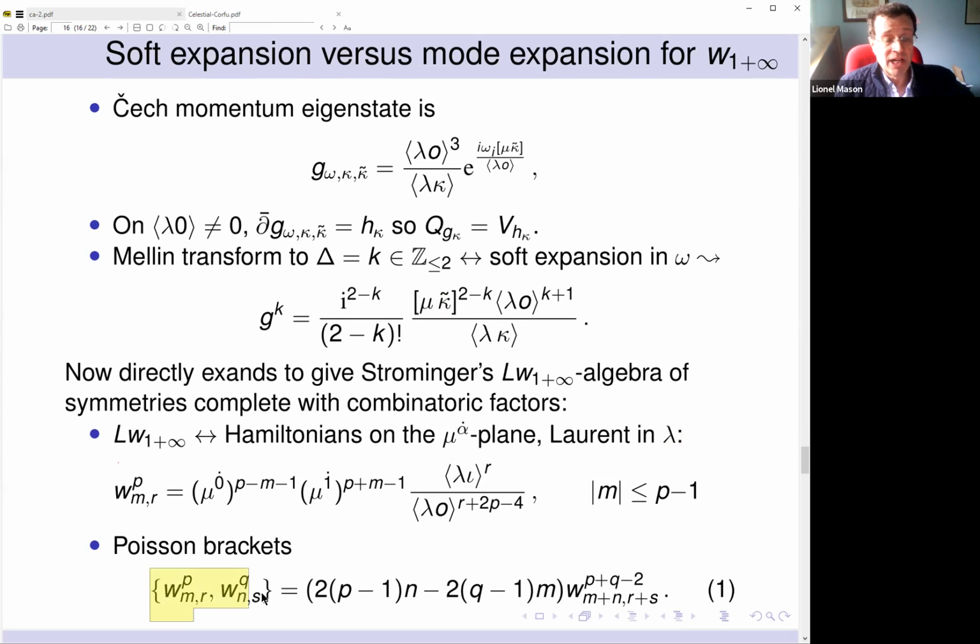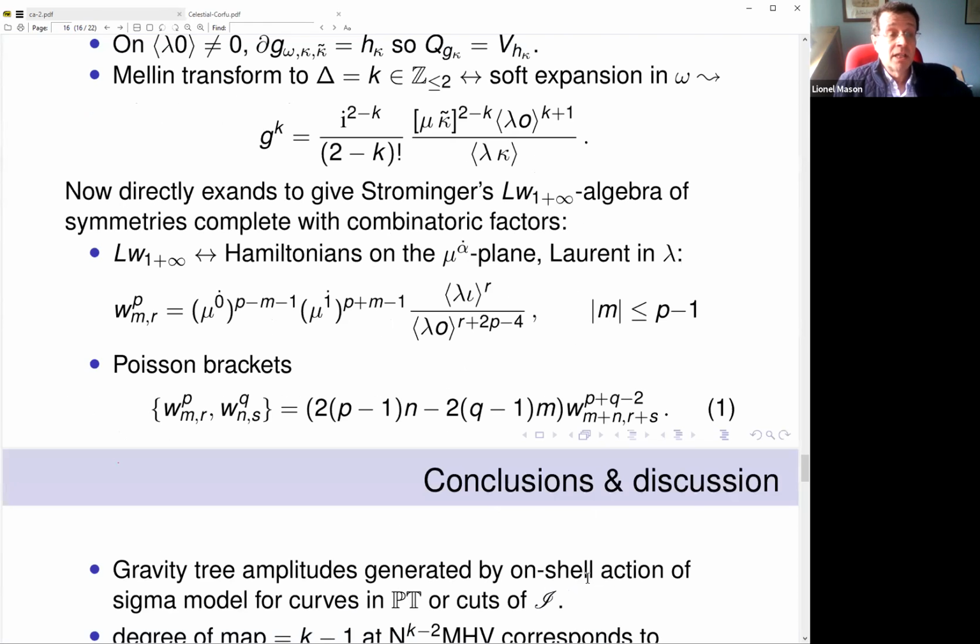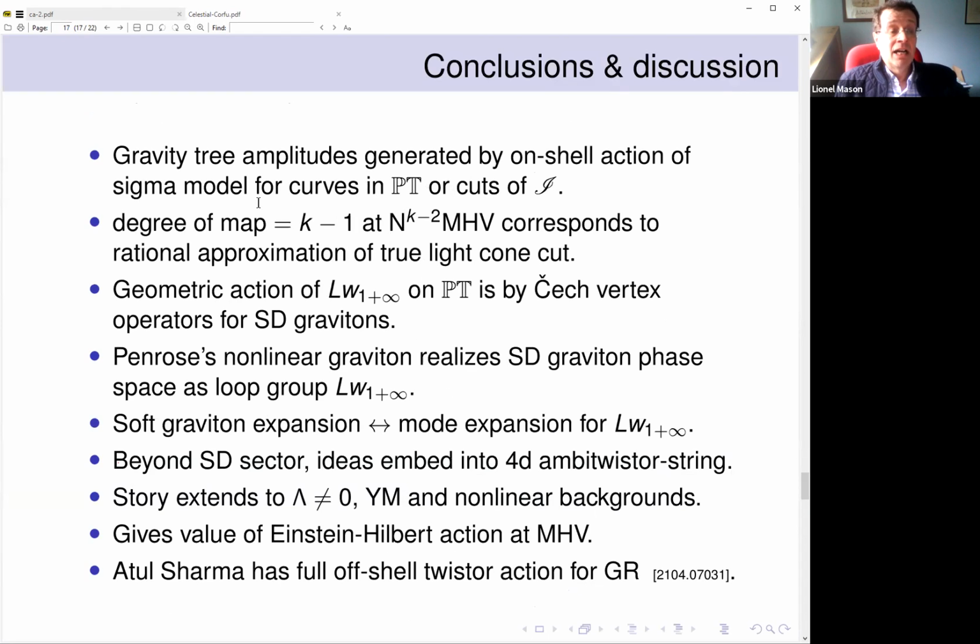And then the plus and brackets then land on Andy's formula, except with the extra loop algebra stuff. Okay, so just to finish off then, gravity tree amplitudes are generated by the on-shell action of this sigma model, and the degree of the map corresponds to the MHV degree, and it sort of gives you a kind of rational approximation of the true light cone cut.